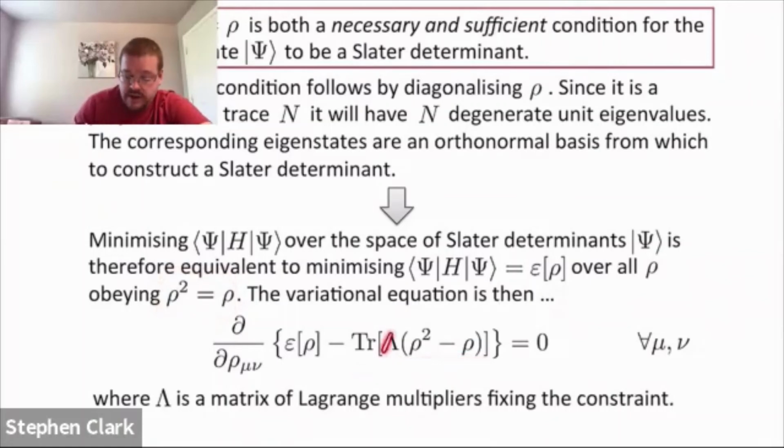So we call this capital lambda. It's a matrix of Lagrange multipliers whose purpose is to enforce this constraint. So we're going to minimize this with respect to these matrix elements under the constraint that the equation must obey rho squared equals rho. And we're trying to make this 0. Okay, so we're trying to find a stationary point, which we hope is the minimum of the function.